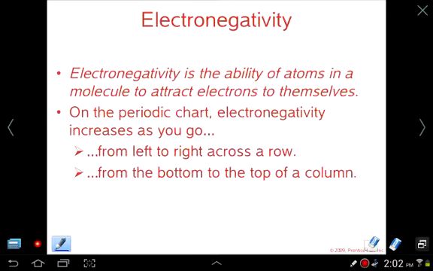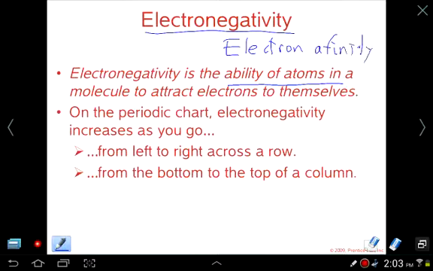And this concept is given to us by something called electronegativity. So electronegativity is another trend on the periodic table, and it is the ability of atoms in a molecule to attract electrons to themselves. So it's a measure of how much the atom desires electrons. This is close to electron affinity. Remember we talked about electron affinity in the previous chapter. Electron affinity is how much energy it gives off when it receives an electron to form an ion. Electronegativity is not forming an ion, it is simply sharing electrons within a bond.